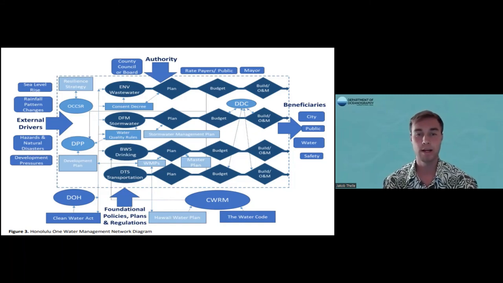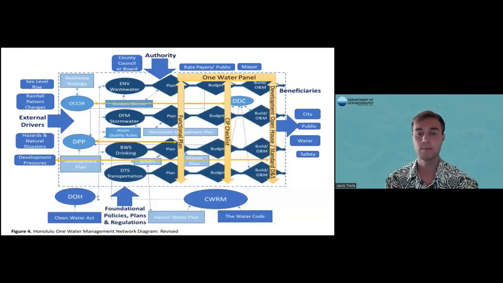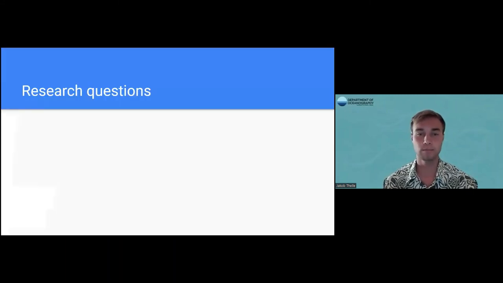The way One Water is trying to alleviate some of these silos is through having a One Water panel. Even though the whole system is still very complex, One Water is now trying to break down this poor management style and encourage more collaboration across sectors and disciplines. And still, it looks quite like a complex system.